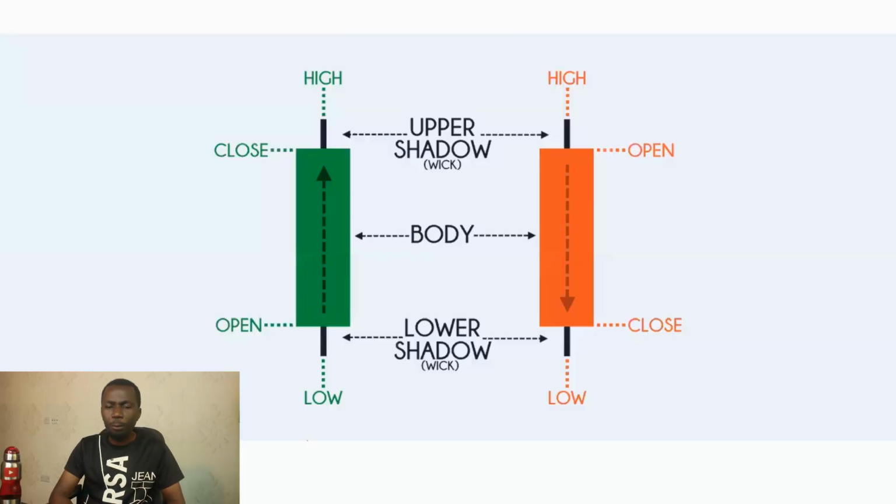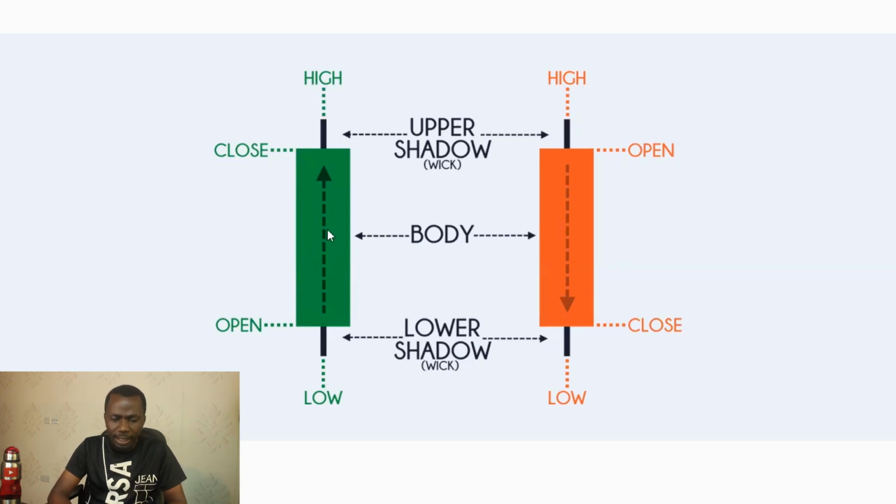For us to be able to read the candlestick chart very well, we need to look at the open, close, high and low of the candlestick. Now at the right side is the green candle, which symbolizes bullish momentum. In the green candle we have four components, four data points. We have the low, the open, the close, and the high.